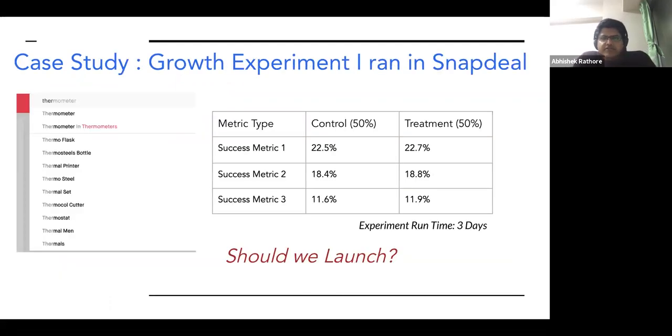So now I share with you some numbers. Product managers love numbers, so let's dig deep into this. I've run this experiment for 3 days, and I have these numbers. I have these 3 success metrics. For users who were in control, these are the numbers. Users who were in treatment, these are the metrics. And I have run it for 3 days. Should we take a decision and launch this to 100% of the users or not? Well, what should we do?